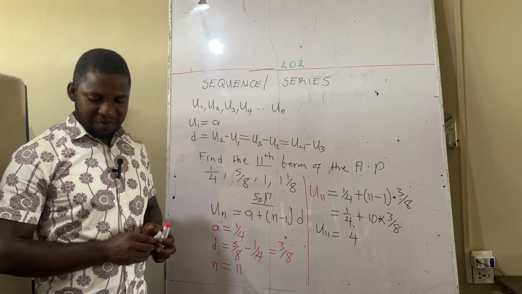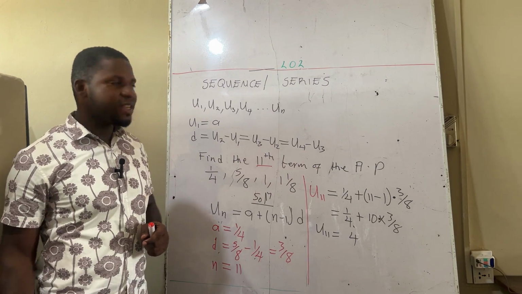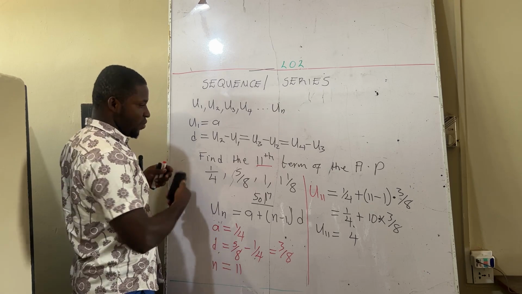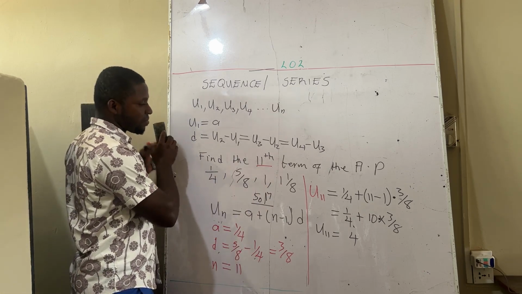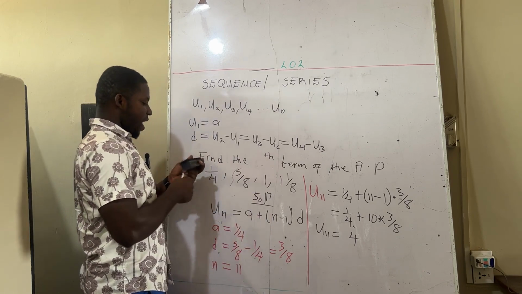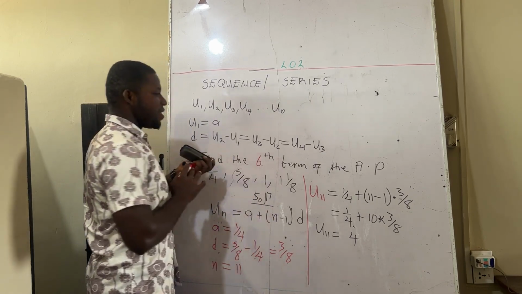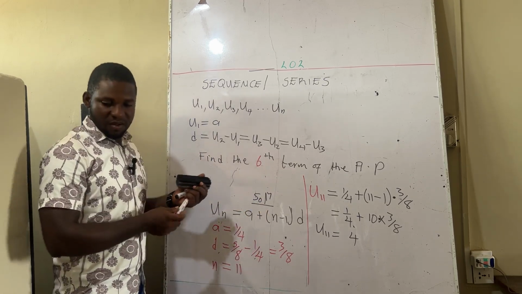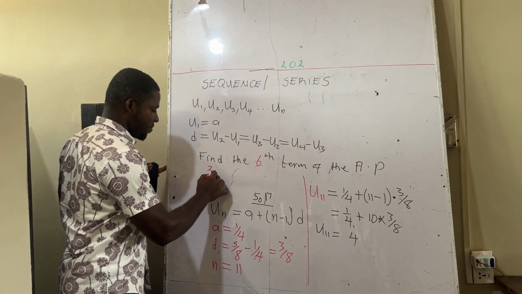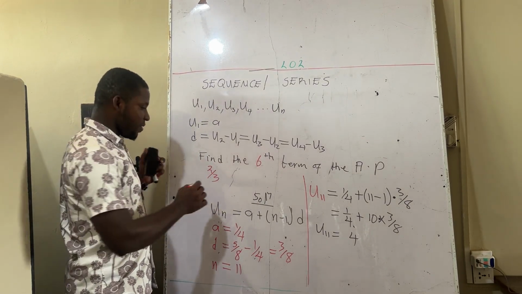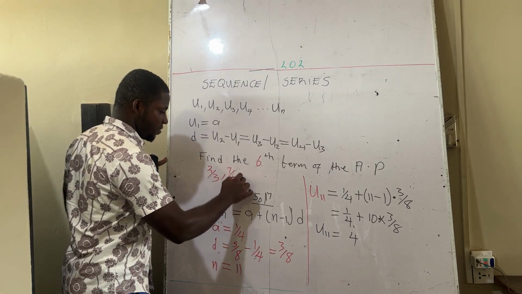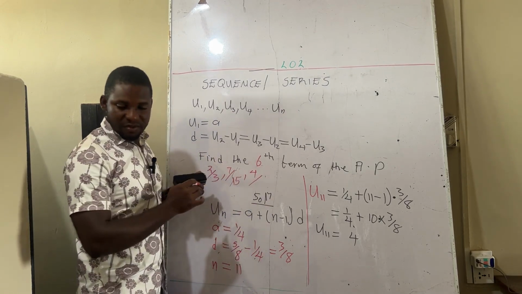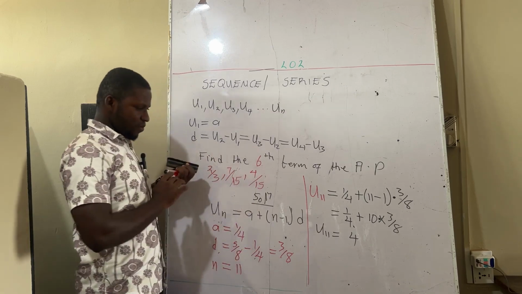Let me give you one to try. Find the 6th term of the sequence: 2 on 3, 7 on 15, 4 on 15. So that is your try work.